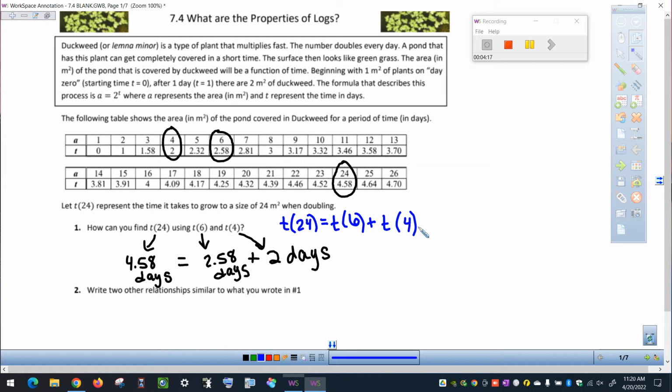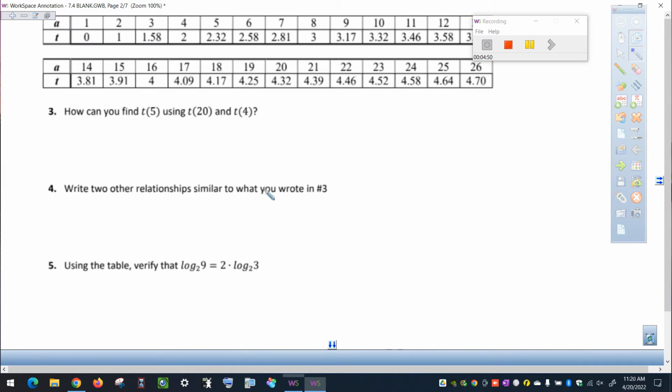Yeah, they're just being multiplied. So when we multiply the 6 and 4, we get 24. All right, so using that, you are going to write 2 other relationships similar to what we wrote down in number 1. And once you have done that, I actually want you to finish through the questions on the first side of this paper. So I want you to work all the way through to the end of question 5. You can continue to utilize the information in the area time table to help you with all of those.